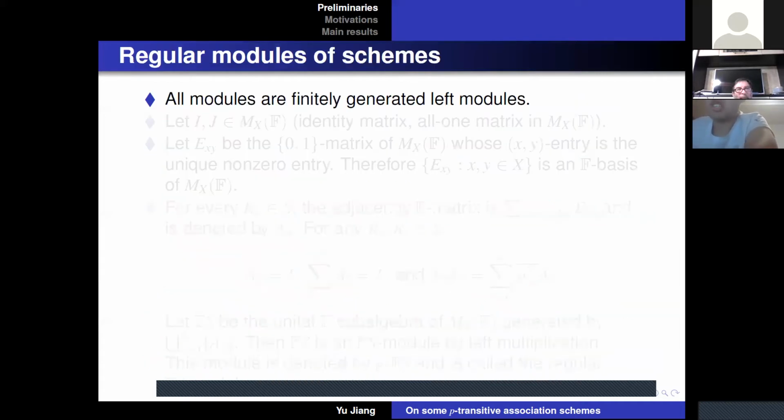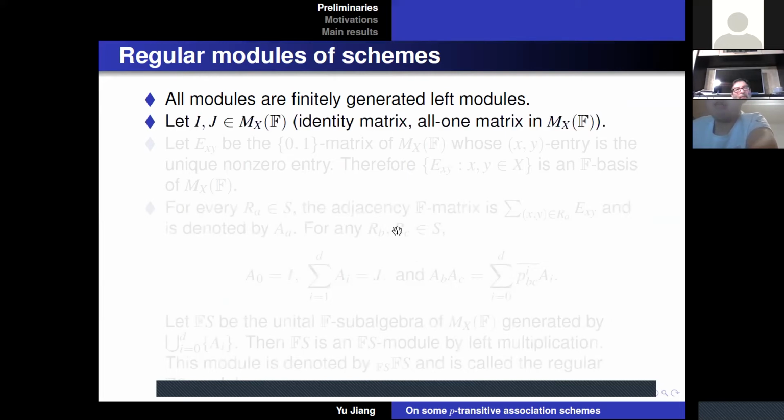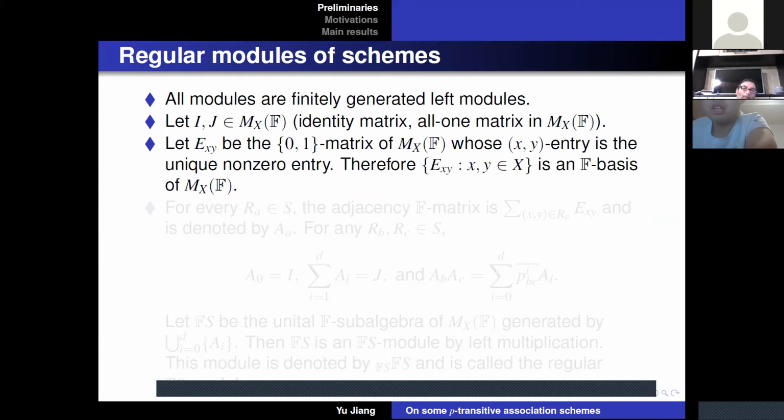Regular modules of schemes. Here, all modules are finitely generated left modules. Let I, G be elements in M_X(F). Here, I is the identity matrix in M_X(F), and G is the all-ones matrix in M_X(F). Let E_xy be the 0-1 matrix of M_X(F) whose (x, y) entry is the unique non-zero entry. Therefore, this set is an F-basis of M_X(F).